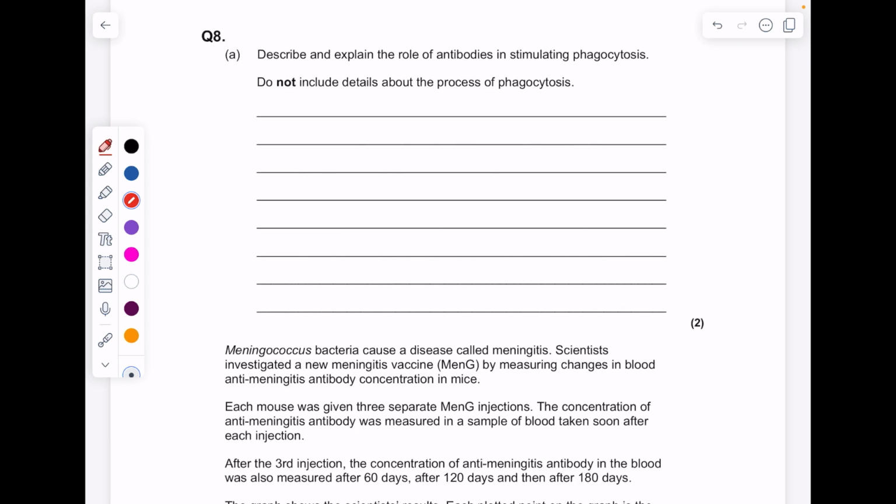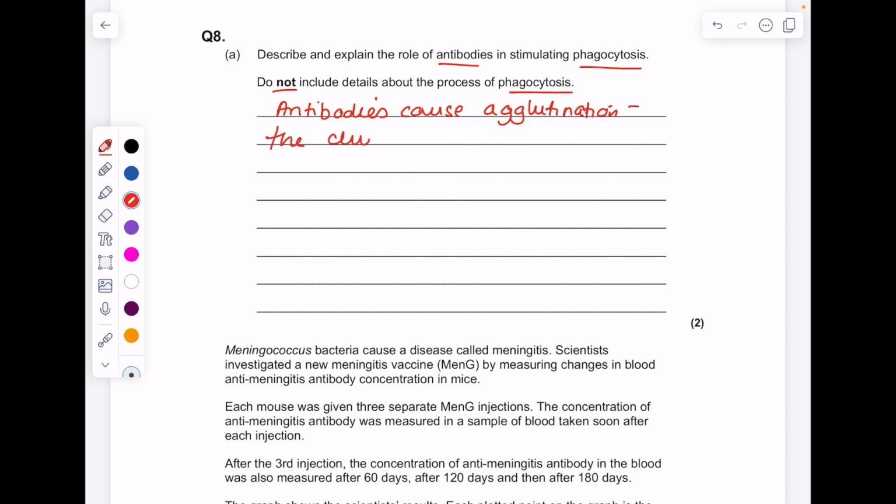Describe and explain the role of antibodies in stimulating phagocytosis. Do not include details about the process of phagocytosis. So how do antibodies increase the likelihood of phagocytosis taking place? Well, remember, they cause agglutination, where they bind together many of the pathogens.